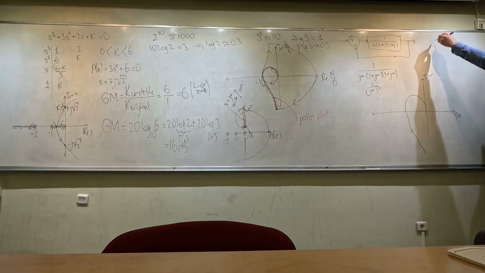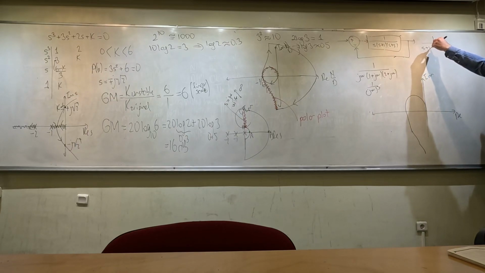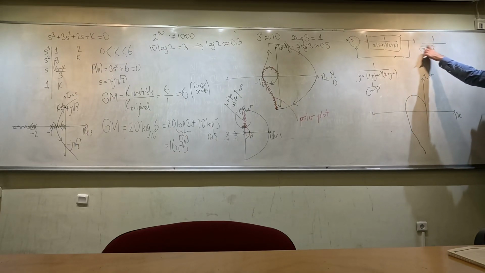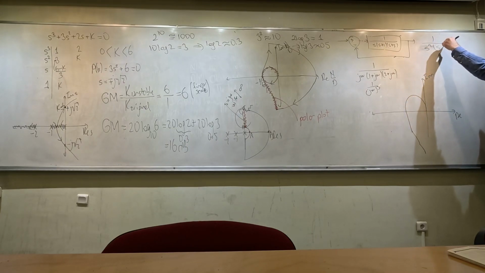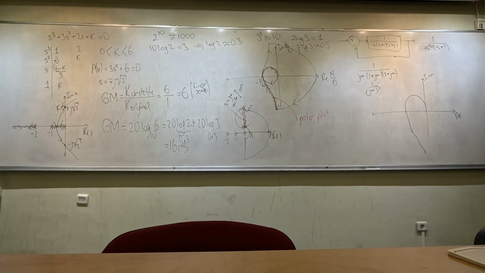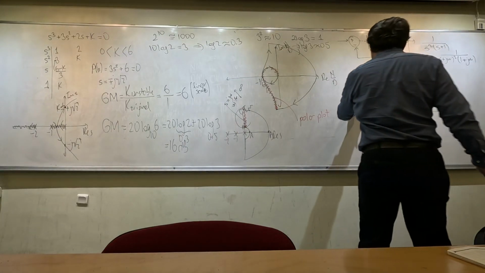Okay? So here, 1 over s plus 1. Let me say something like this. I have here s squared, s plus 1. I will substitute 1 over j omega. We will just draw the polar plot of this thing. J omega squared, 1 plus j omega. I would like to draw the polar plot of this thing.